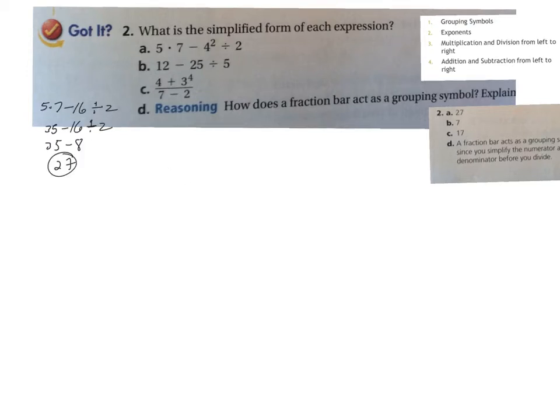B, let's see on here, no grouping symbols, no exponents, so we're down to multiply and divide, and we do have that. So we're going to have 12 minus, and 25 divided by 5 is 5. And 12 minus 5 is 7. That's how I got that.